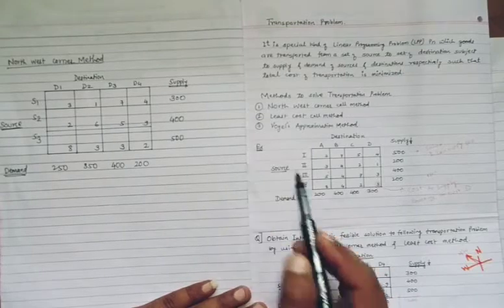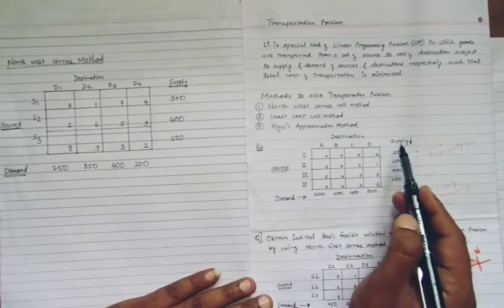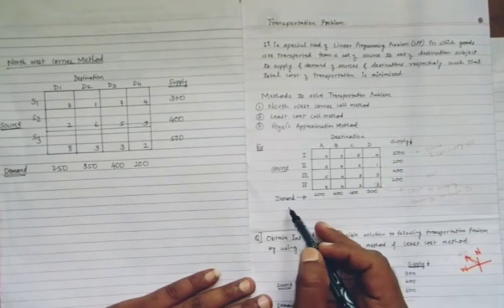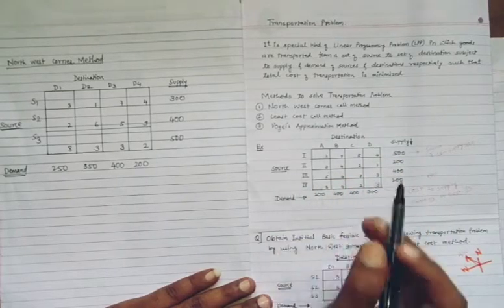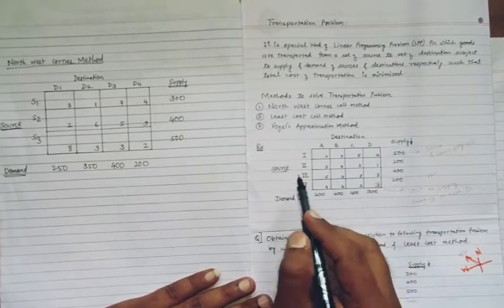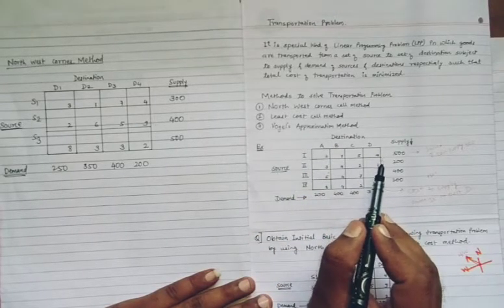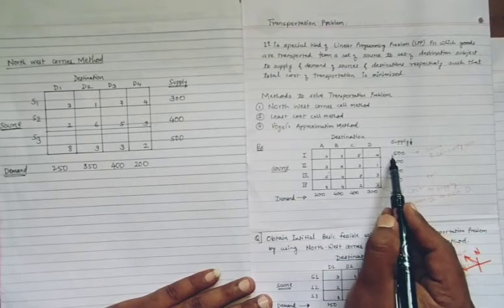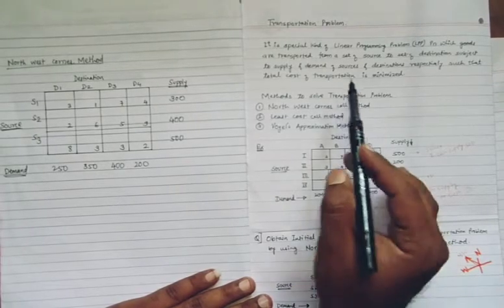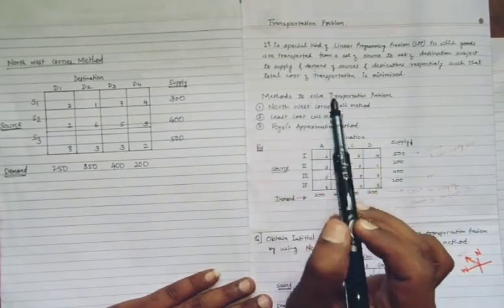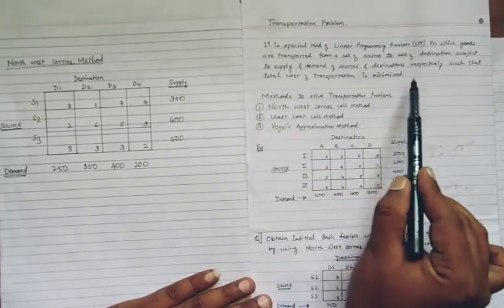So in this problem we have to fulfill the supply and demand of some sources and some destinations. We have to supply a good from a source to a destination. Accordingly, we have some supplies and some demands, and the motto of this problem is that we have to minimize the transportation cost.